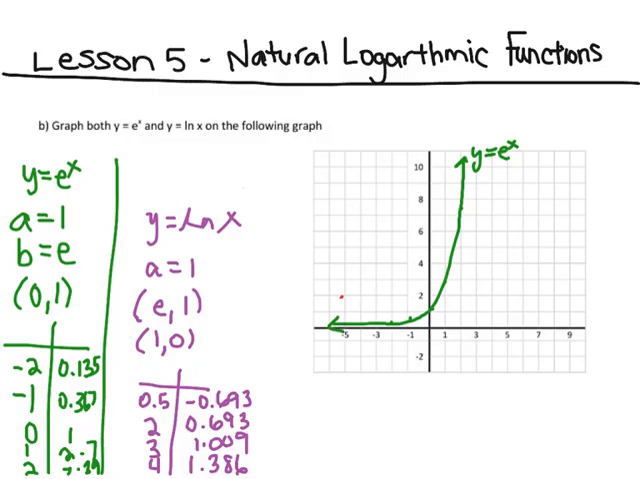So at 0.5, we'd be at -0.693, which would be like in here. It goes through our 1, goes through 2 and 0.693, goes through 3 and 1.099, and 4 there. So this would be our natural logarithm. And as you can see, these are also symmetrical in the same way. They are inverses of each other.